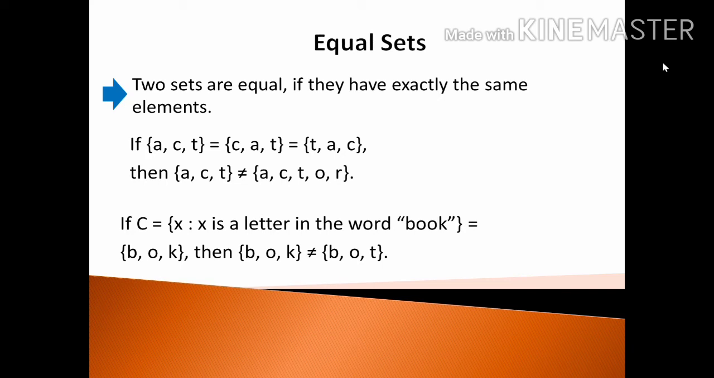In the next example, set C has the elements of all x such that x is a letter in the word book, so distinct and unique, we have B, O, K. Then {B, O, K}, of course, is not equal to {B, O, T}. However, if one set has B, O, K and the other has K, O, B, then they are equal sets.